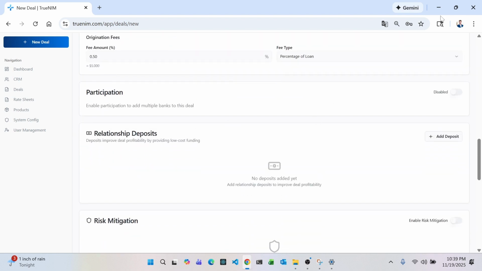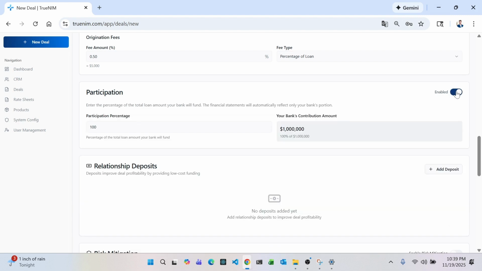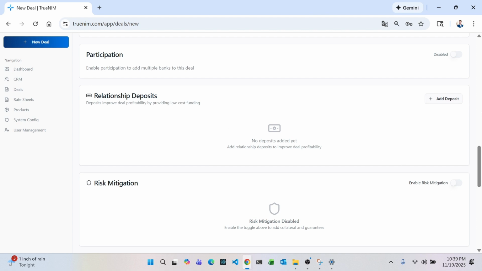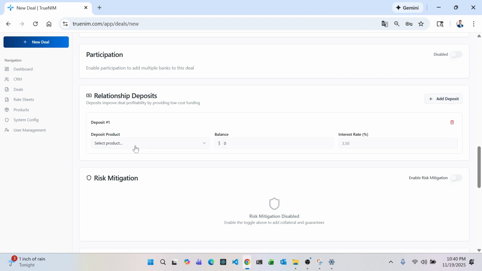You can decide if it's a participation. You can actually select it here and see how much you're going to be giving related to this deal. Then we have relationship deposits. So this is where we start looking at what's more broader on top of just the loan itself. We are actually looking at the entirety of the relationship.